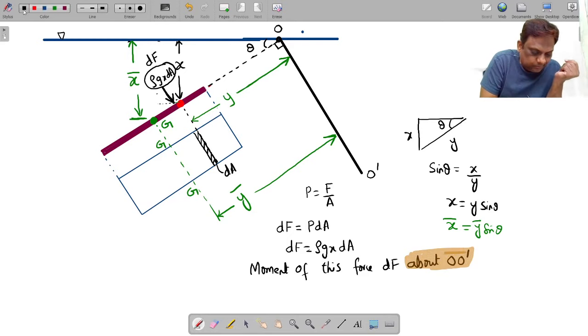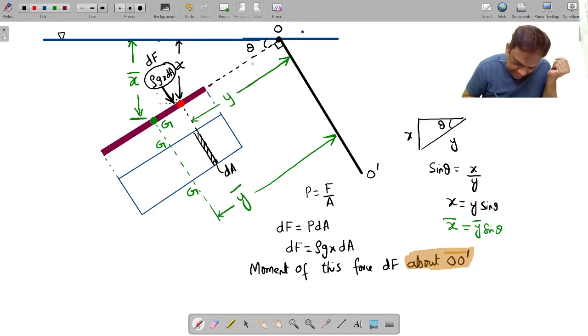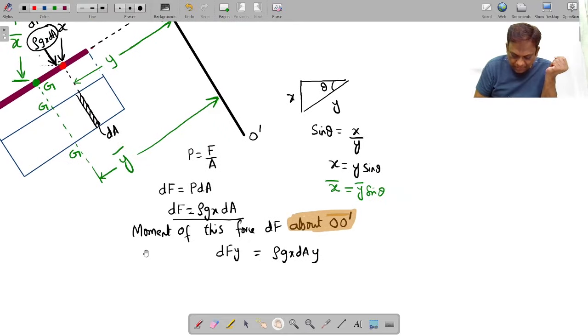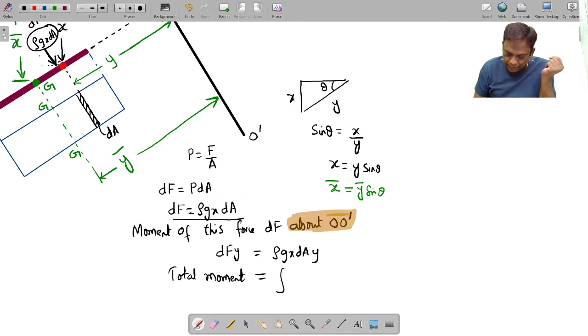Okay. Now, can you tell me what the moment is? It is this force dF into y. And what is dF? It is rho g x dA, into y. No problem at all. So the total moment should be equal to, integrate this, integrate the total moment, rho g x dy.